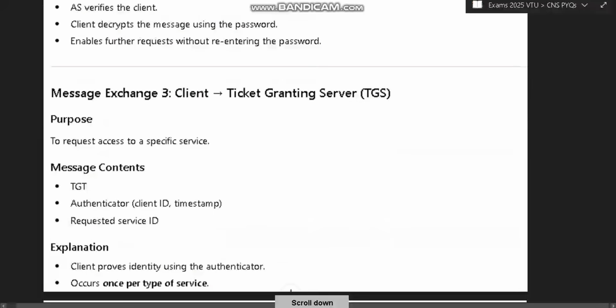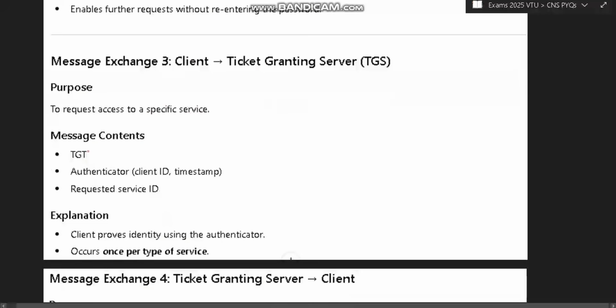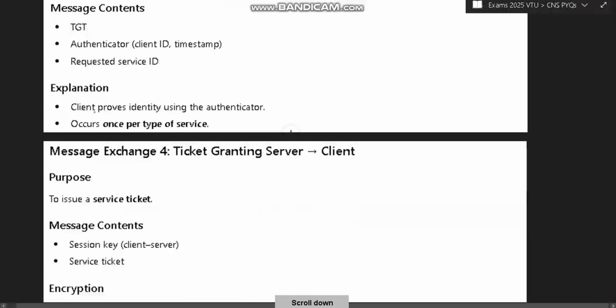The third type of message is from the client to the TGS, requesting access to a specific service, like checking the mail. The message content will include the TGT value, an authenticator like the client ID and timestamp, and the requested service ID. The explanation is the client proves identity using the authenticator, and this occurs once per type of service.